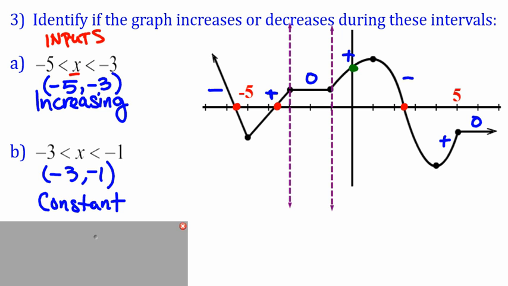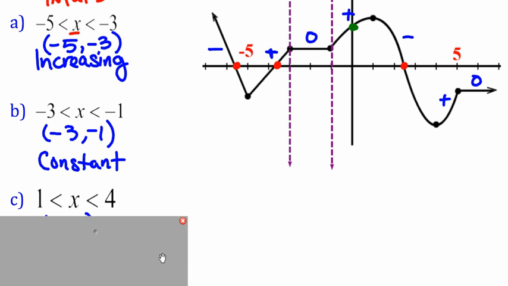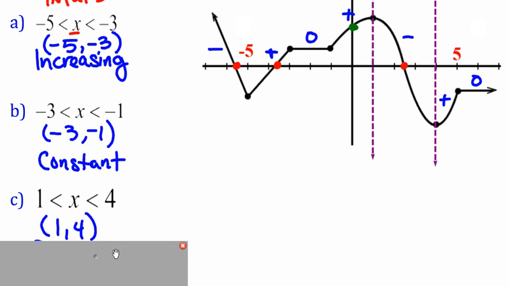The next interval we were asked to look at was from when x is greater than 1, so let me change that here, but less than 4. So let me change the other one. And again, we're not including the 1 and the 4, so if we wanted to write it in interval notation, we'd have parentheses 1, comma, 4. What are the outputs doing over this interval? Well, we said that they were decreasing. We had the minus sign there.